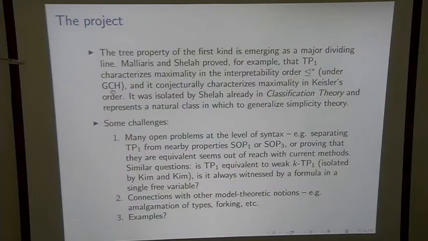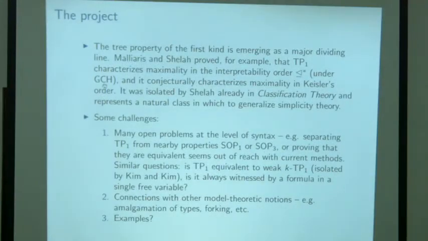Okay, so here's what we're up to, broadly speaking. The true property of the first kind is an important dividing line. One major result that we know about it is this result of Granger and Shelah, where they prove that TP1 characterizes maximality in the interpretability order triangle star. This was studied by Džamonja and Shelah, assuming some mild set-theoretic hypothesis. And it conjecturally characterizes maximality in Kiesler's order, so we have some very canonical outside definition, which seems to pick out exactly the kind of complexity that the true property of the first kind measures.